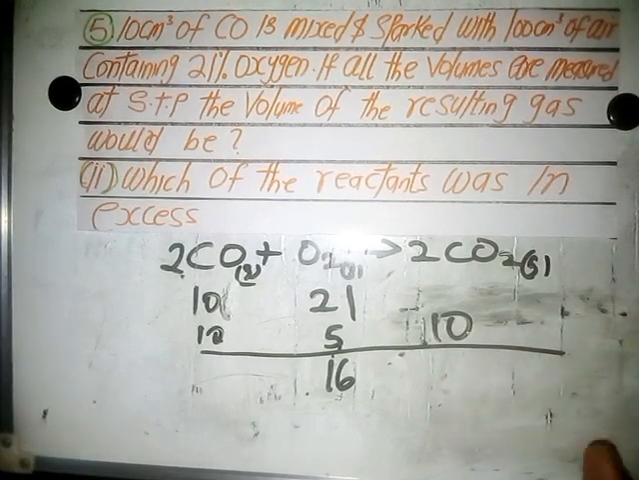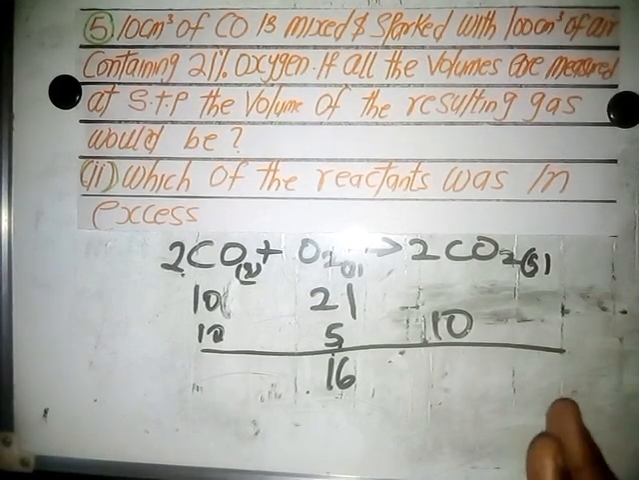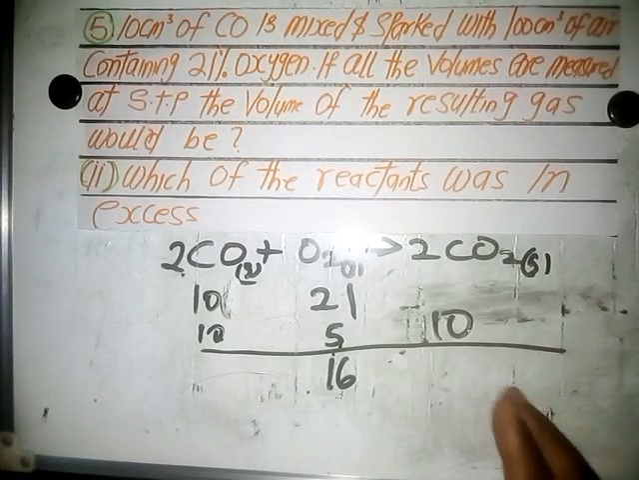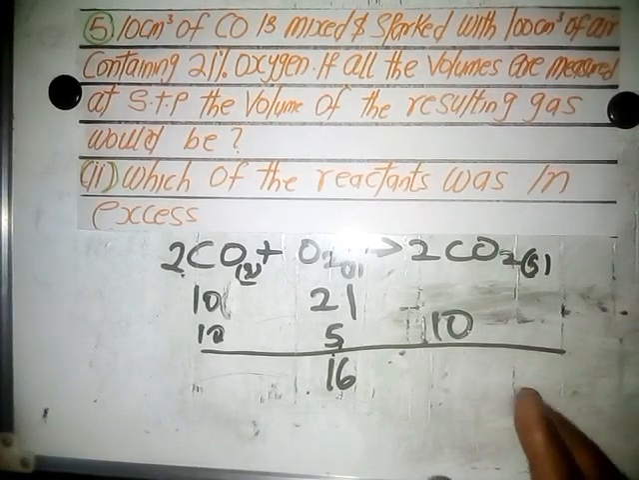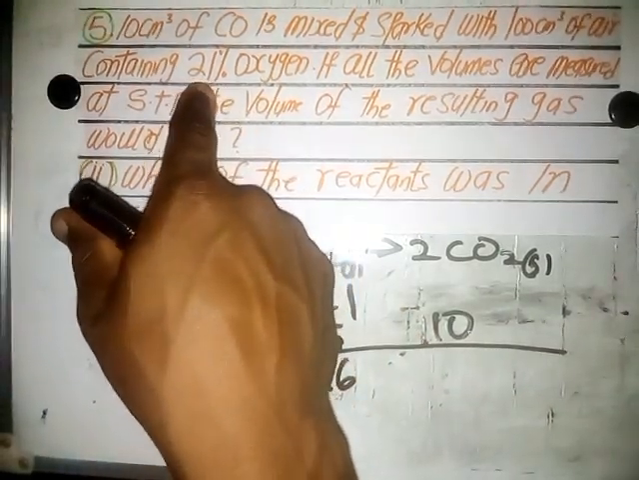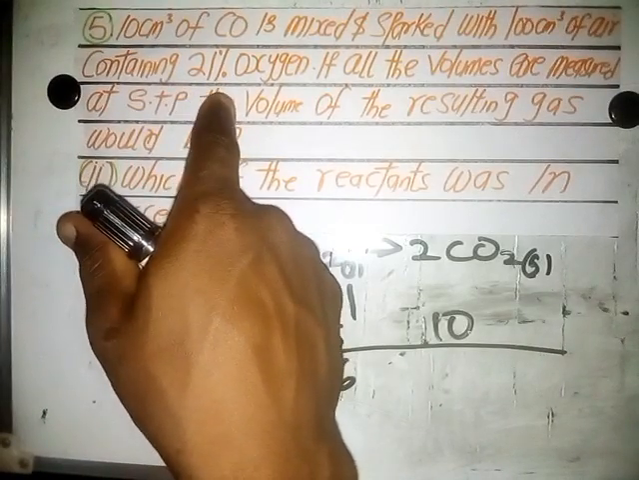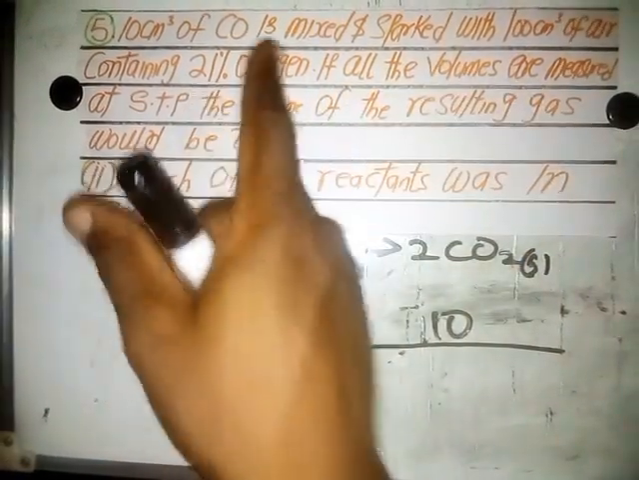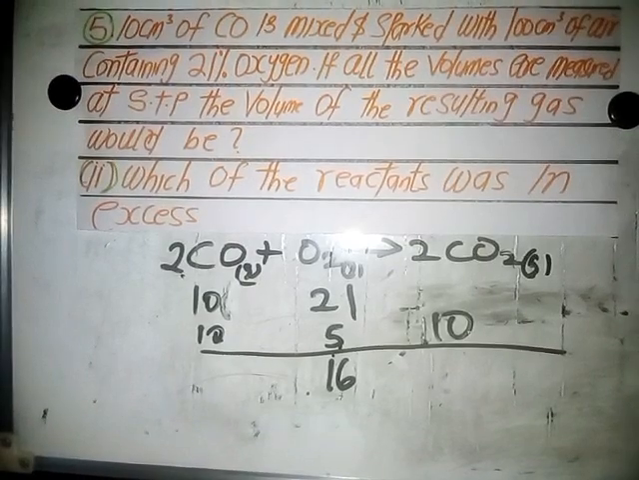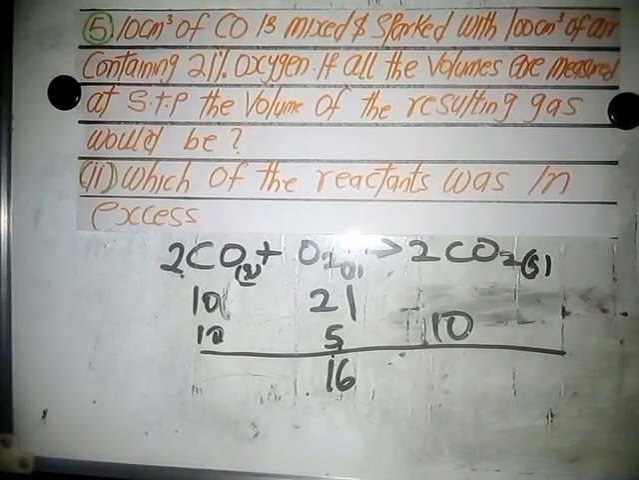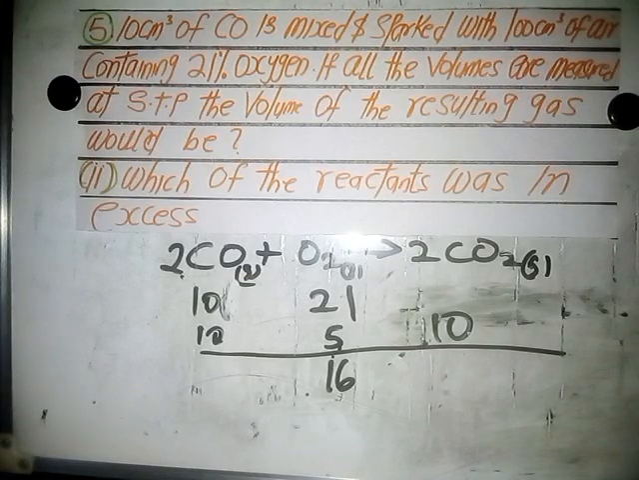But in this question it's wrong, because part of the gas, the 21% in the air, is what reacted, that is oxygen, 21 cm³. The remaining one is still unreacted, which is 79. The remaining 79 did not react.